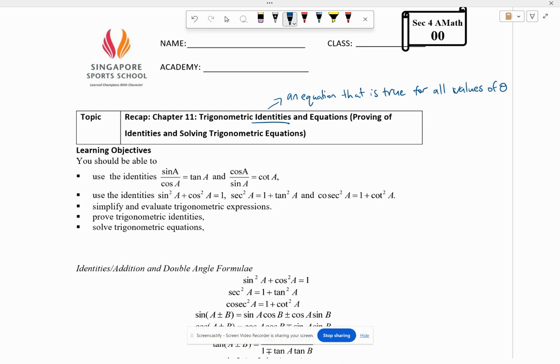If it's an equation that is true for all values of theta, you've learned before in Sec 2 about algebraic identities. For example, a square minus b square is equals to a plus b times a minus b. So this is an algebraic identity where the left side is equal to the right-hand side.